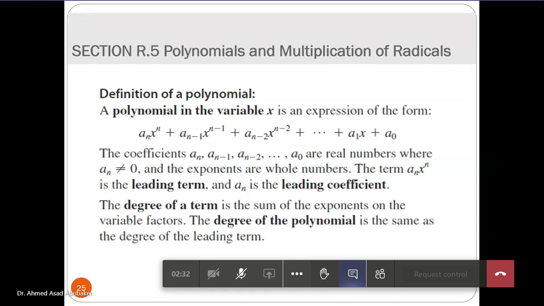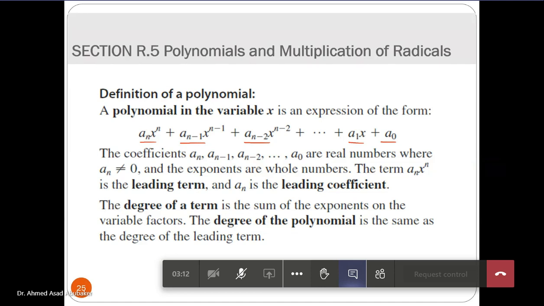Okay, the polynomial. Polynomial means we have terms, with a coefficient as a real number, the number multiplied by x, and x to the power just positive or zero. We don't have in the exponent negative or rational or decimal number or irrational number; it must be a positive integer or zero only.